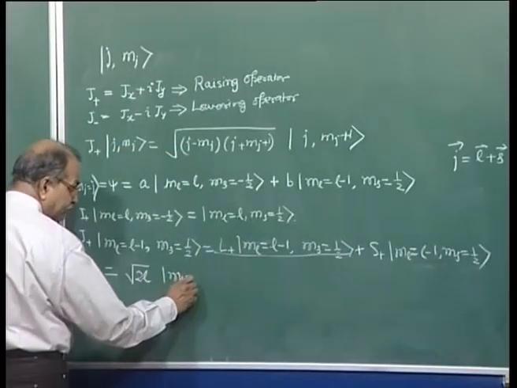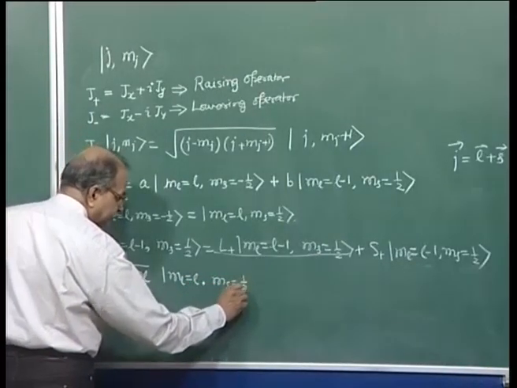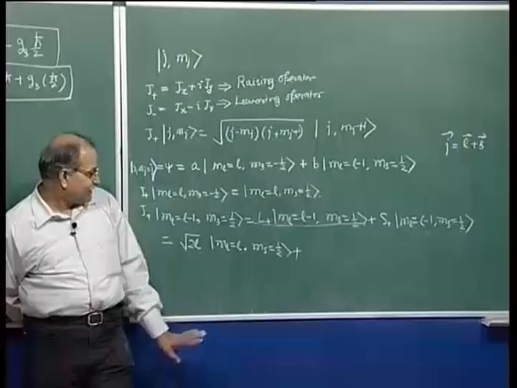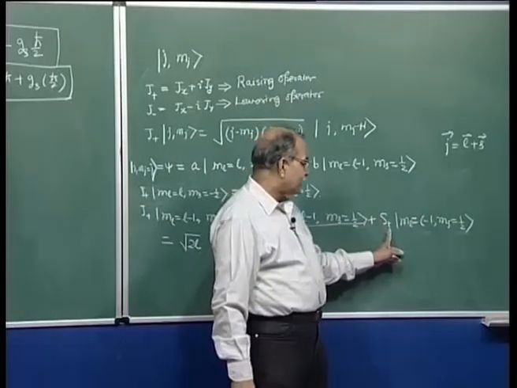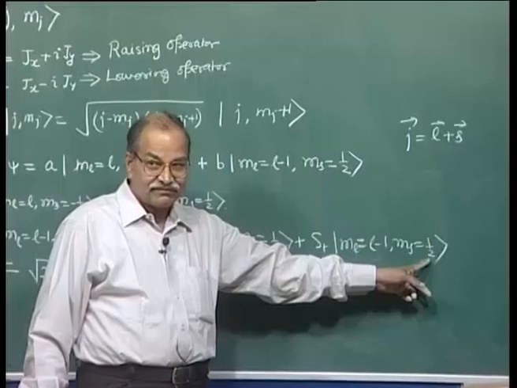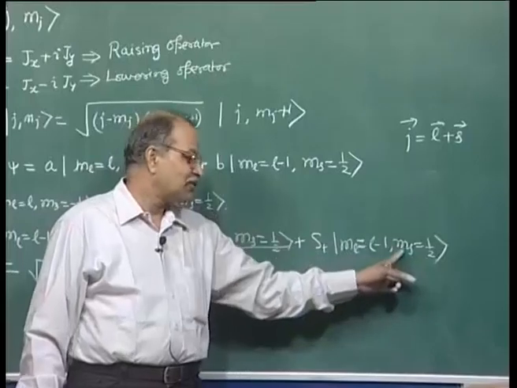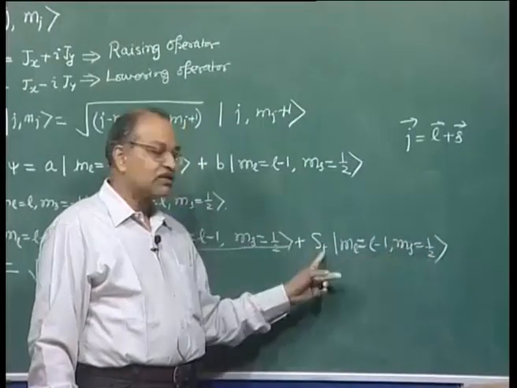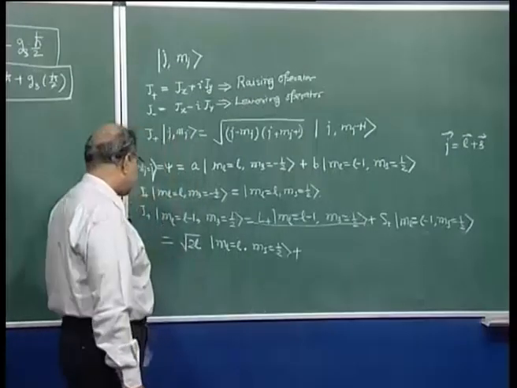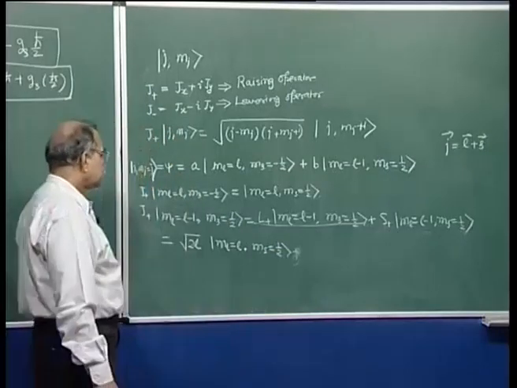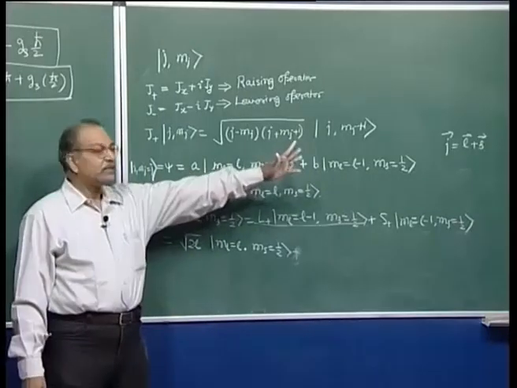Now, what is ML? L, and MS is equal to half. So, this is this part, and the other part S plus here, MS equal to half here. What will it give? 0. MS is already at its highest value and then you are trying to raise it with S plus. So, this is going to give you 0. So, that is it. This is that second part. Okay. Now, you demand that J plus operating on this whole thing should be 0.